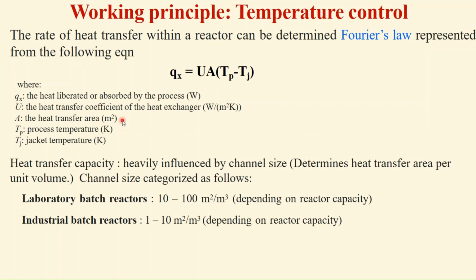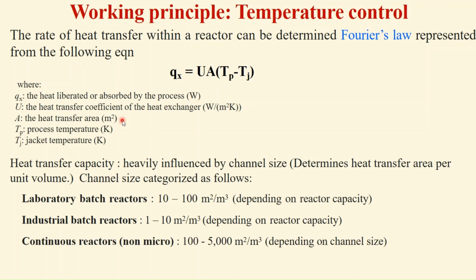For industrial batch reactors, this is in the range of 1 to 10 meter square by meter cube. In continuous reactors, which are non-micro in nature, this will be 100 to 5000 meter square per meter cube. Microreactors range from 5000 to 50,000 meter square by meter cube depending upon the size of the channel.